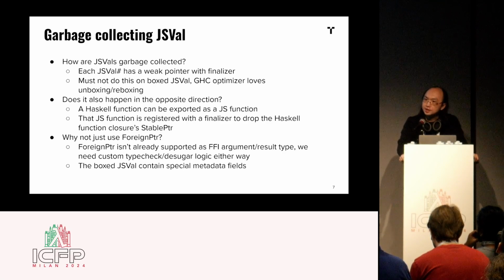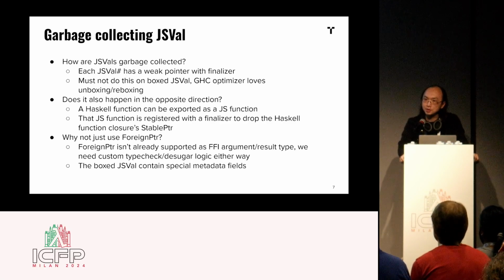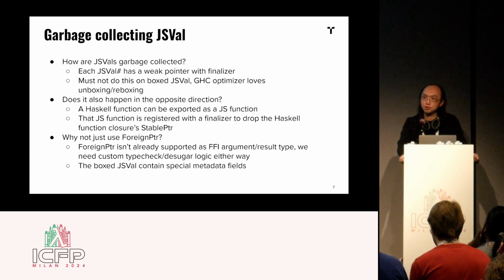There exist some edge cases when you have cyclic references between the Haskell heap and the JavaScript heap, and in that case, you will have to manually call the free JS val interface to break this cycle. Otherwise, you may have a resource leak. But in practice, this kind of cyclic references should be rare enough, so you don't have to care about it a lot.